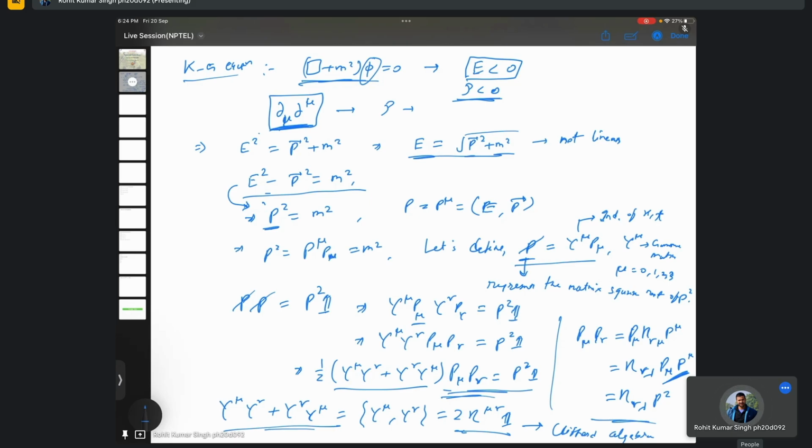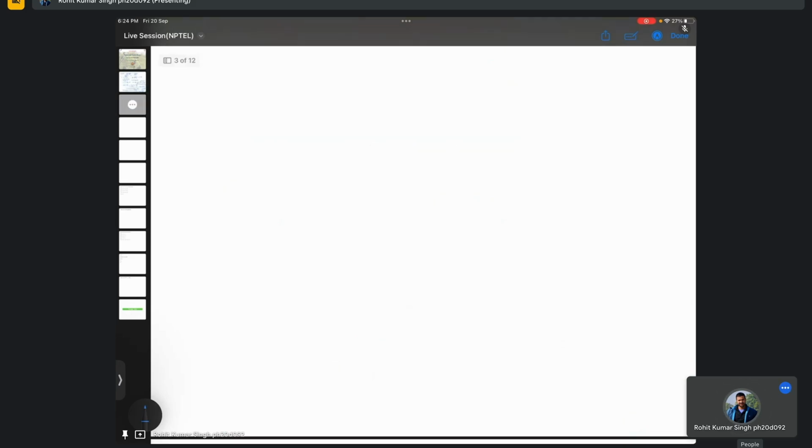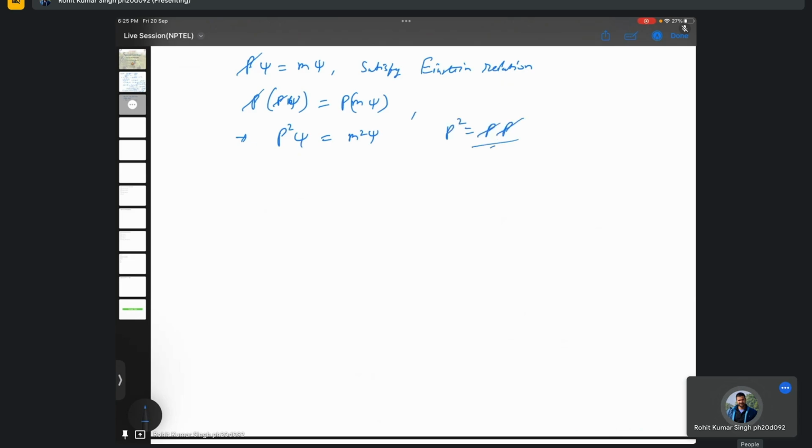Okay, if not, then you will see that an equation like this will satisfy the Einstein relation, because you can operate another p-slash on this equation, and you will see that you get p square here and then m square psi here, because we have defined p square as p-slash squared, right? And this is what is known as the Dirac equation.